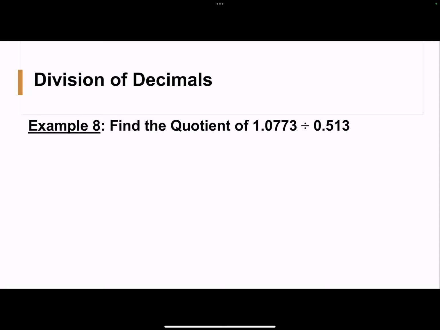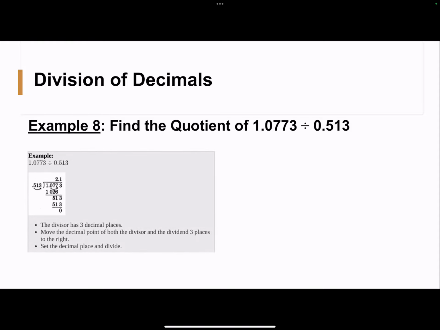Let's try another example. 1.0773 divided by 0.13. This is our divisor. It has 3 decimal places. So if I have 3 decimal places here, I'm going to have to move my decimal place 3 places on the inside. And wherever that's landing, that's where my decimal goes. And then you do long division just like you would.